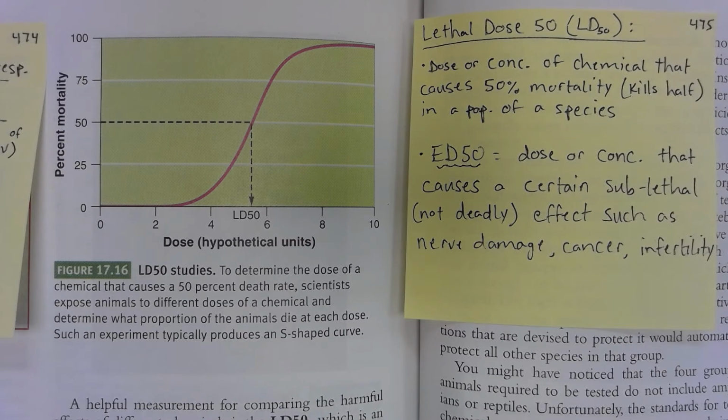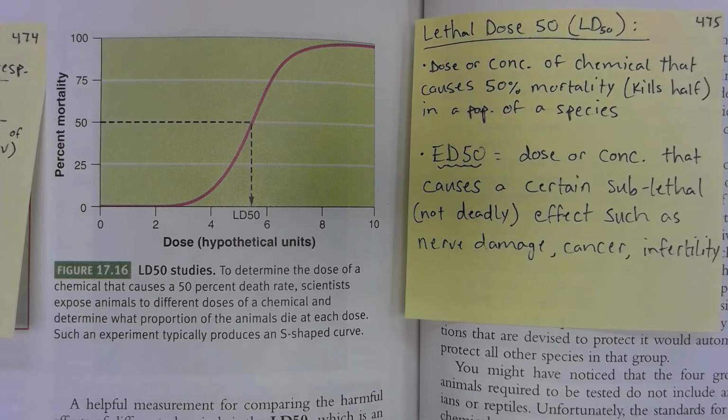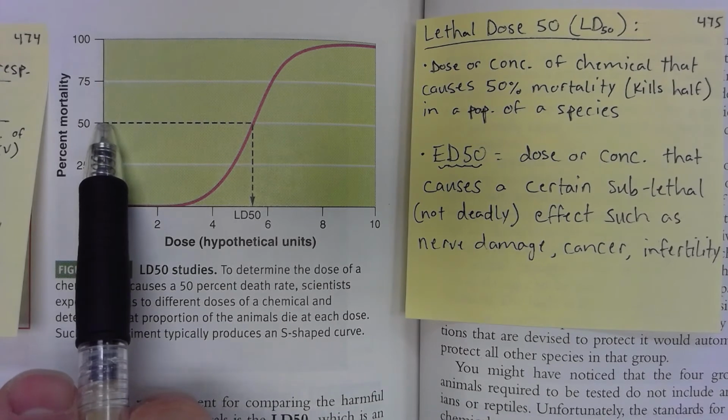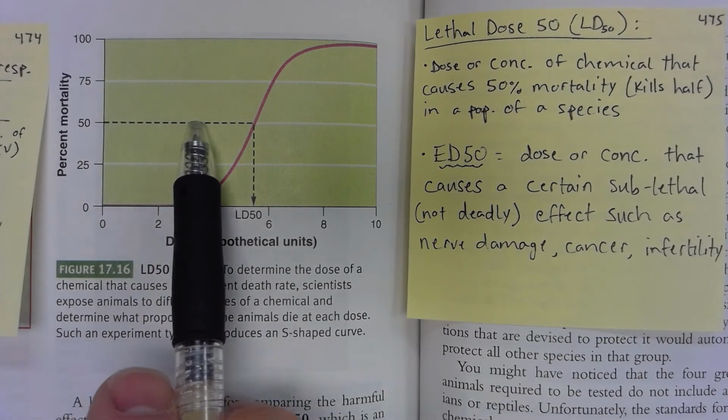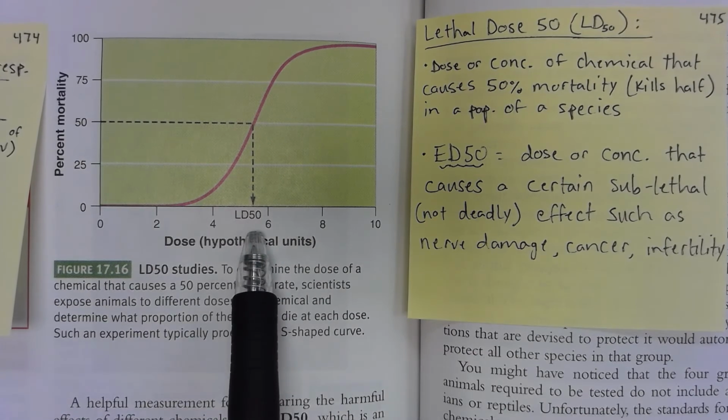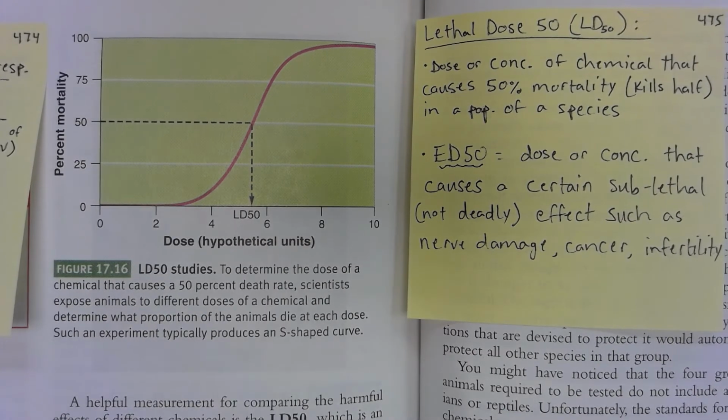So again, LD50 stands for lethal dose 50%. It's where 50% mortality happens, and you find it by finding the point where 50% mortality matches up with the dosage or the concentration of the chemical.